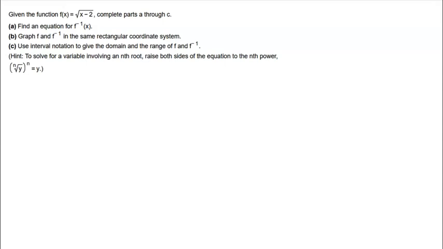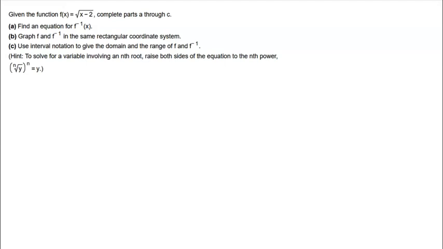So we're in the section about inverses. All right, we've got f of x equals the square root of x minus 2. We've got a bunch of parts to complete. Notice the first part wants us to find an equation for f inverse of x. So that's our steps that we're going to do.